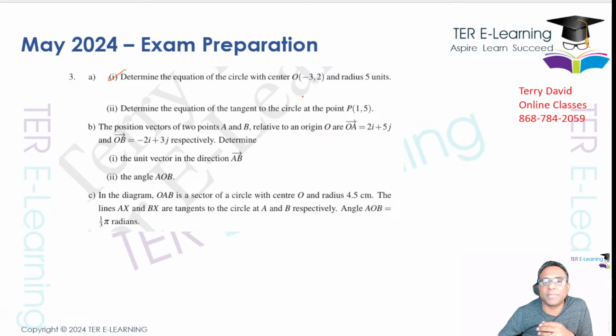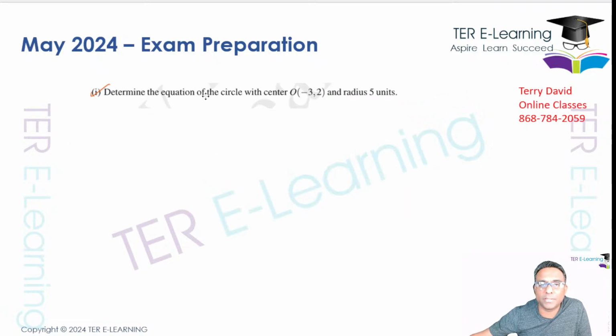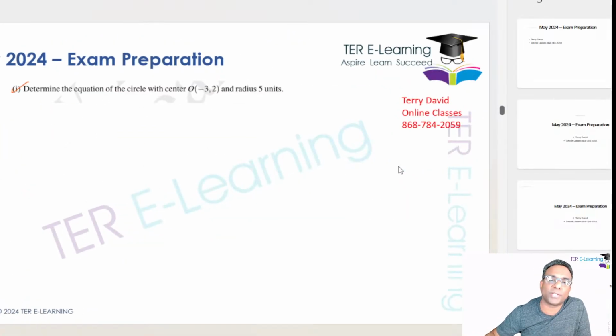So we want to determine the equation of a circle with center (3, 2) and radius 5. Here we know the center of the circle and we know the radius. A lot of the time they give us the equation of the circle and we have to figure out the center and the radius, so I decided to put this one here instead. We want to determine the equation of the circle.